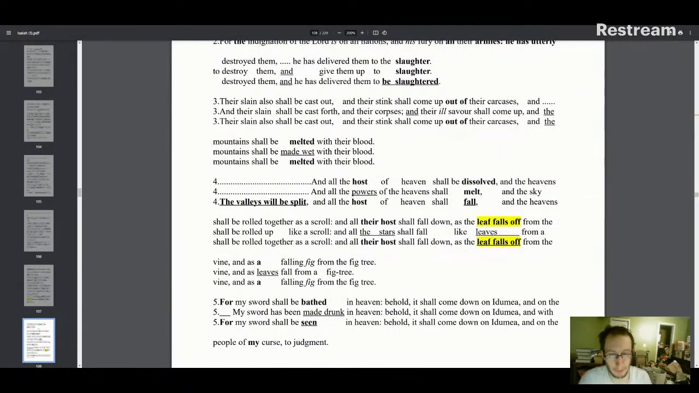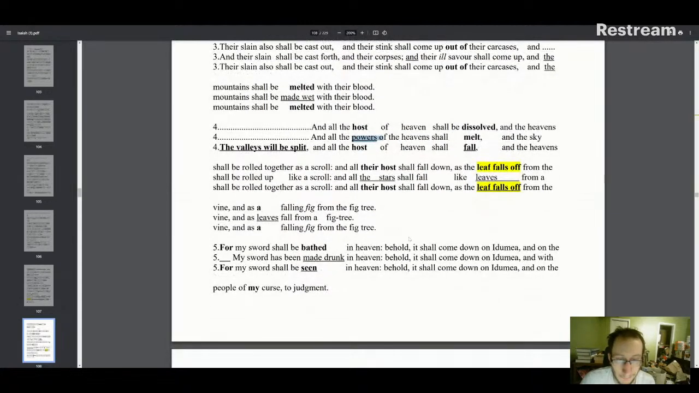The Dead Sea Scrolls has a reading that no other version has. It says the valleys will be split. That is not in the Hebrew Masoretic or the Septuagint. Singular versus plural again.